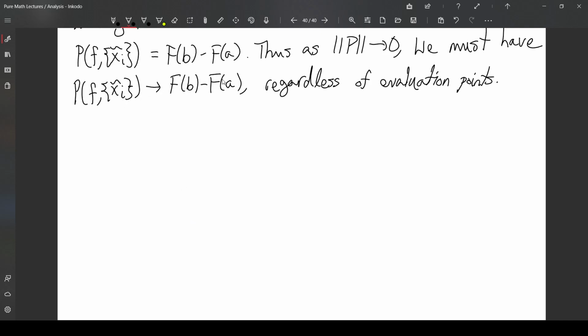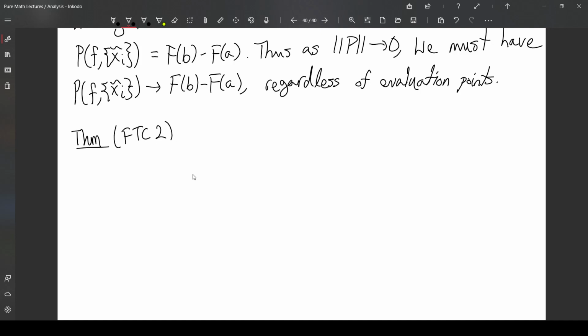So a bit of a technical result there at the end, but hopefully you can understand why that's the case. Okay, so now we are just going to get right into the second version, right? So FTC2.